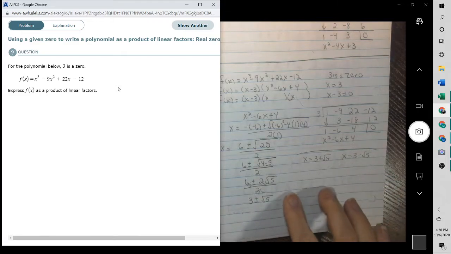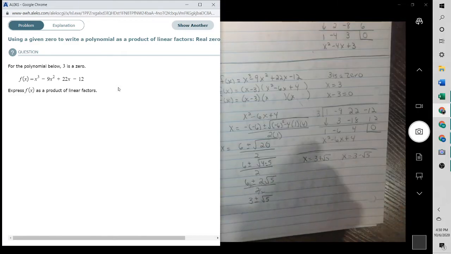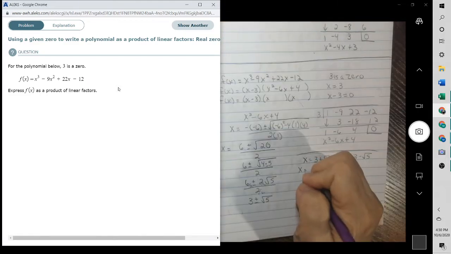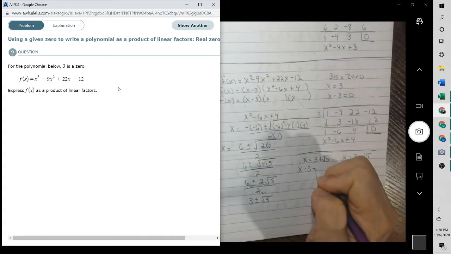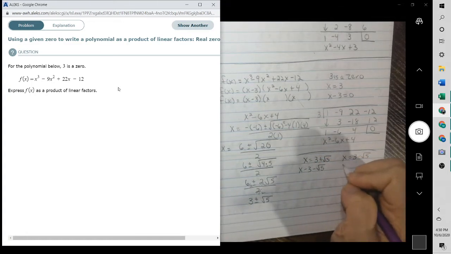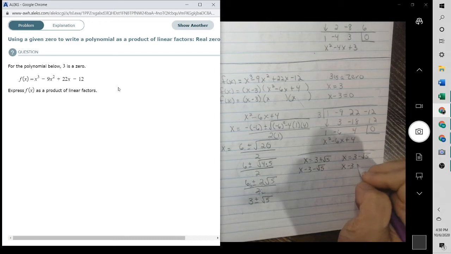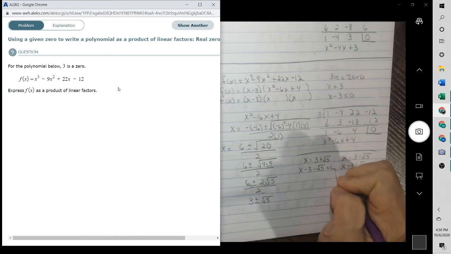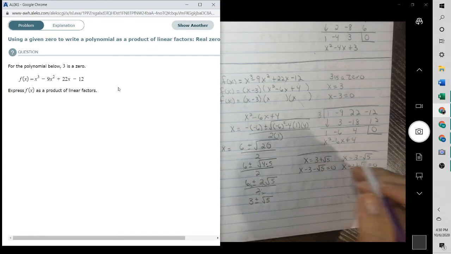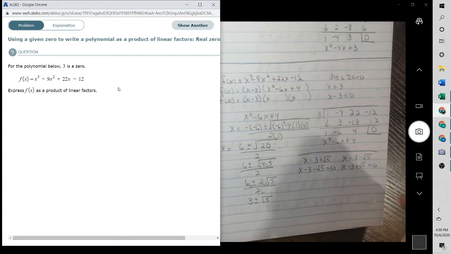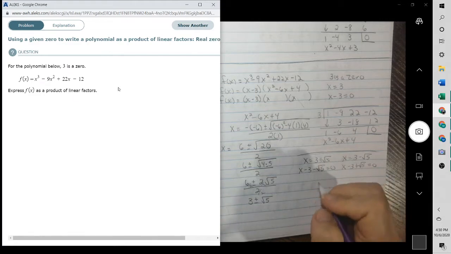Notice when we bring them over, the 3 is negative in both of them. x minus 3 minus the square root of 5, and x minus 3 plus the square root of 5 equals 0. So when we bring it back over, those are your two factors.